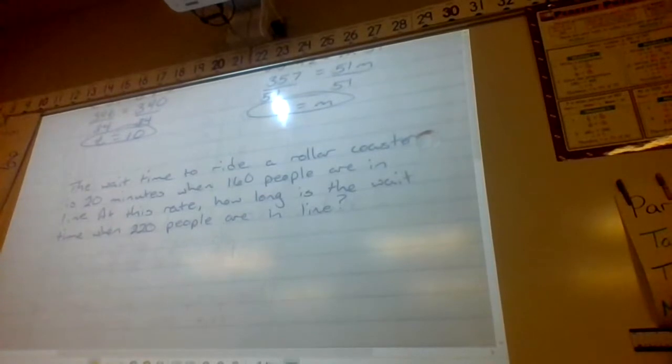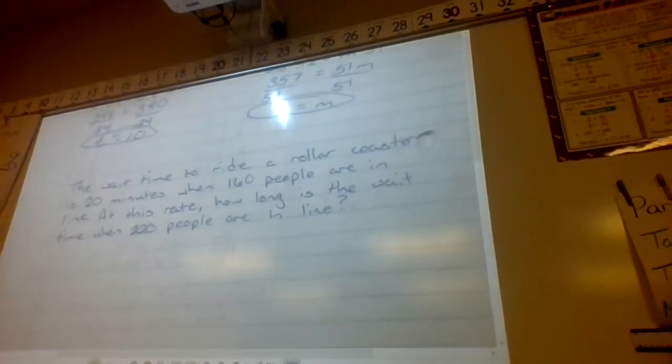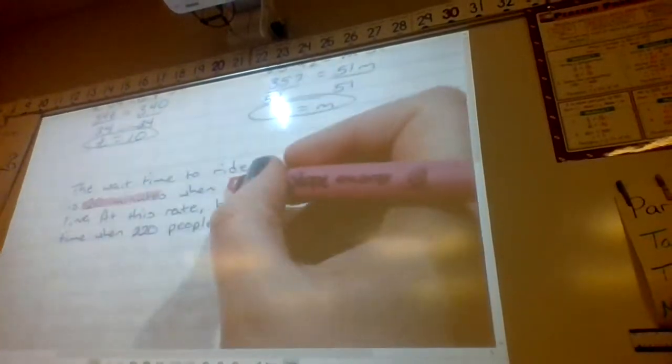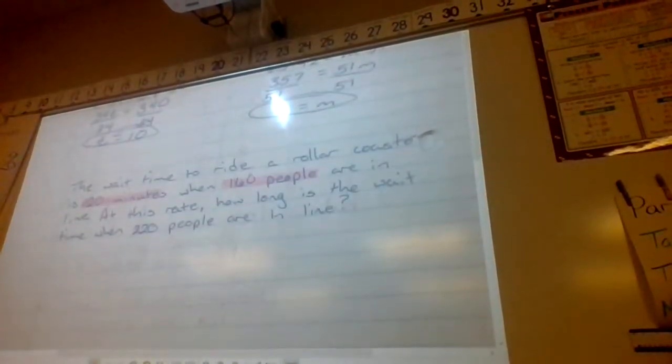Alright, so the wait time to ride a roller coaster is 20 minutes when 160 people are in line. At this rate, how long is the wait time when 220 people are in line? So we have to set it up. What's the important facts? 20, 160, and 220. We have 20 minutes, and a variable. 160 people. What else do we need?